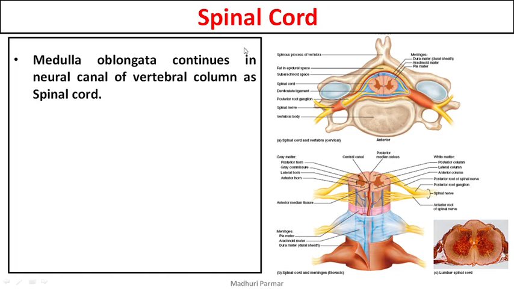Spinal cord, it is a continuation of medulla oblongata. Okay, the last cylindrical portion of your brain is known as medulla oblongata. Now this medulla oblongata continues in the neural canal of the vertebral column as spinal cord. So what is this neural canal of vertebral column? Vertebral column is made up of bones. Okay, first thing to remember, your vertebrae or vertebral column is made up of bones.